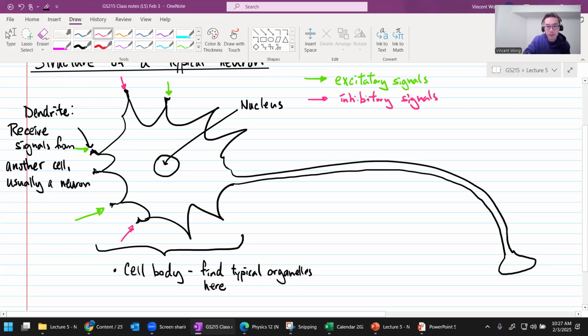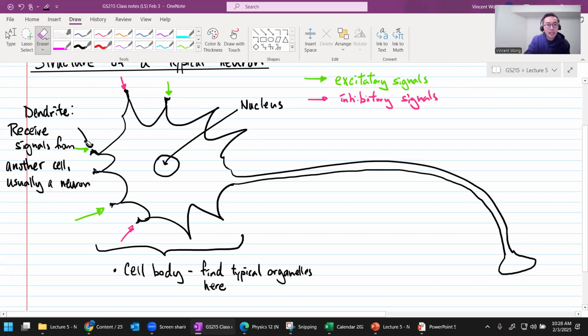Right. So to give you an example, if you want to curl your bicep, then you have to inhibit your tricep, right? Tricep is the back. If both bicep and tricep contract at the same time, then your arm is locked. It cannot move in one way, right? So to move this way, you have to excite this muscle and inhibit the other muscle. To move the other way, you have to excite the tricep and inhibit the bicep, right? So not every signal is about a green light. There are some situations where you have to stop transmitting certain signals.